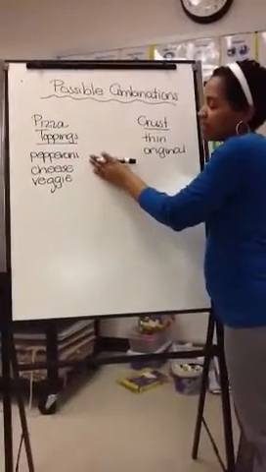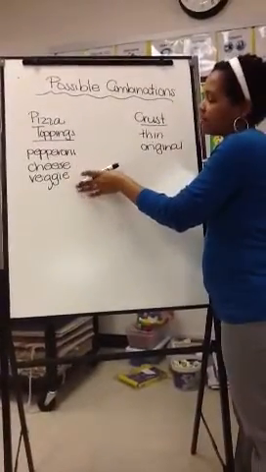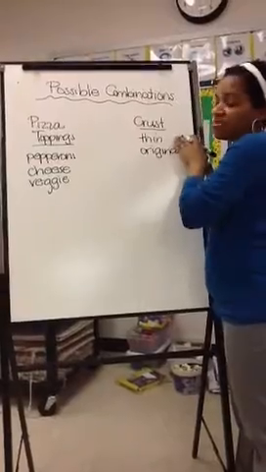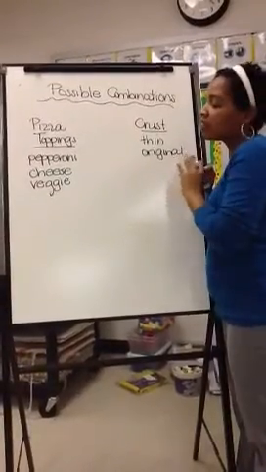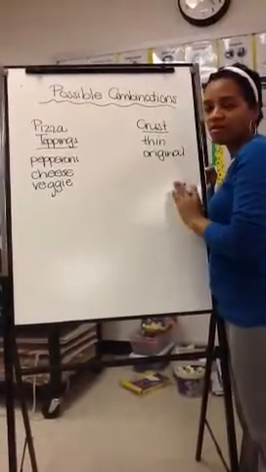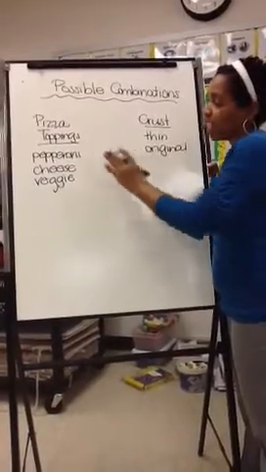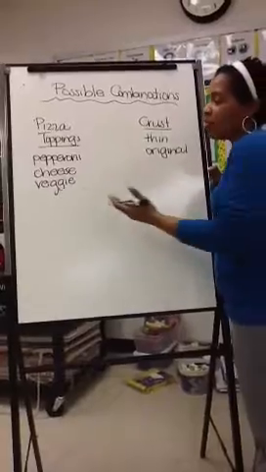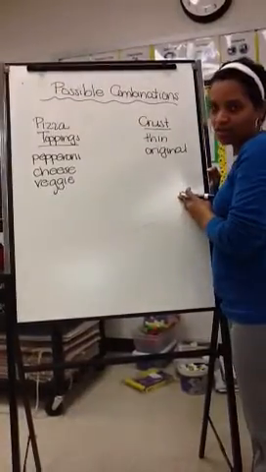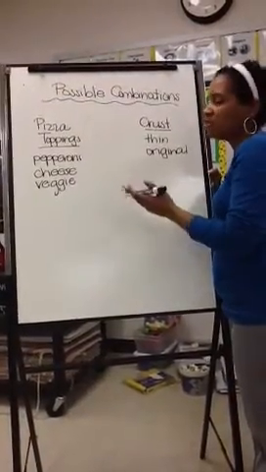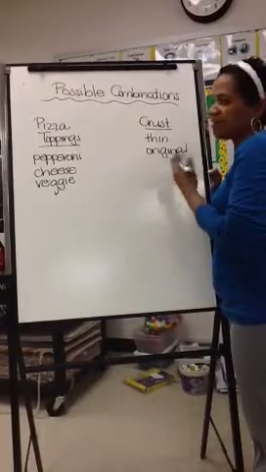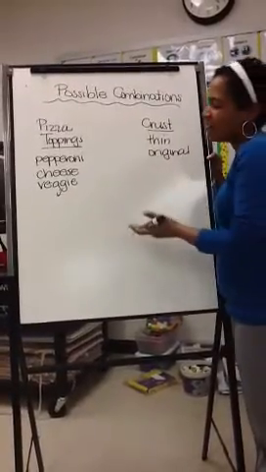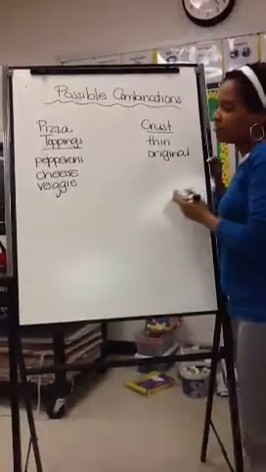So the pizza toppings that I have are pepperoni, cheese, veggie. The crust that I have are thin and original. So I'm going to create a chart where you can show all the possible combinations between the actual pizza toppings and the crust. So first, I want to think about what is going to be my categories at the top. So I'm going to choose pizza toppings as my categories at the top. You can choose crust, but I prefer to write my pizza toppings across the top.